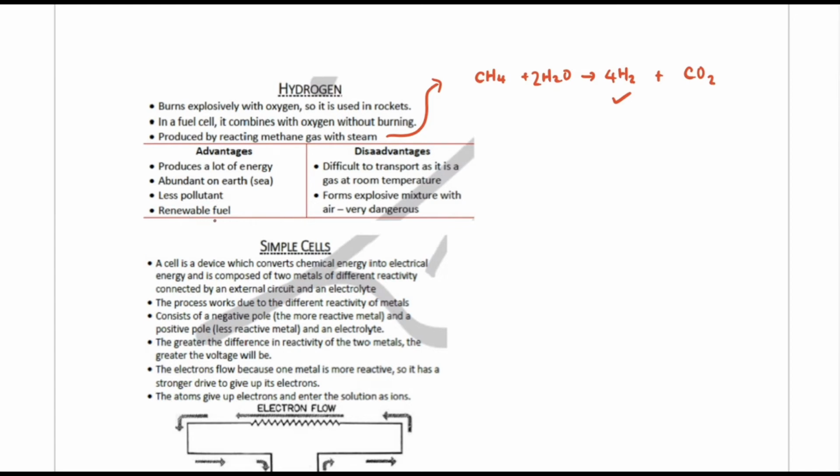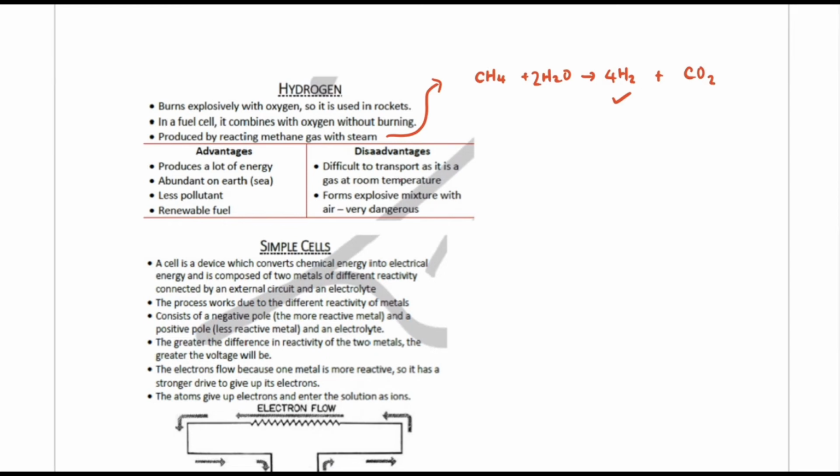Renewable fuel. Okay, so you can keep producing hydrogen. Disadvantages: difficult to transport as it is a gas at room temperature. Okay, so it's a gas. Hydrogen, use it as fuel.